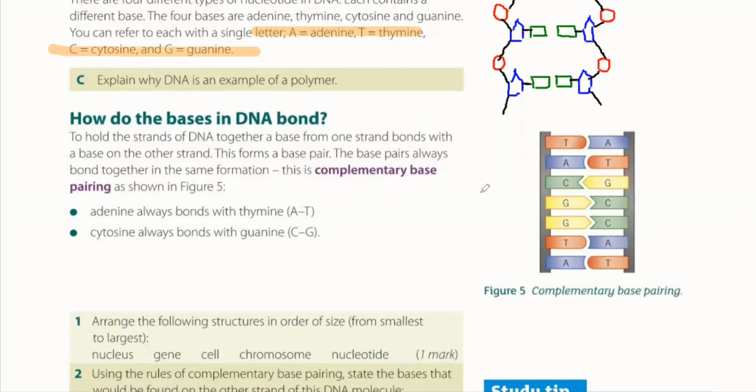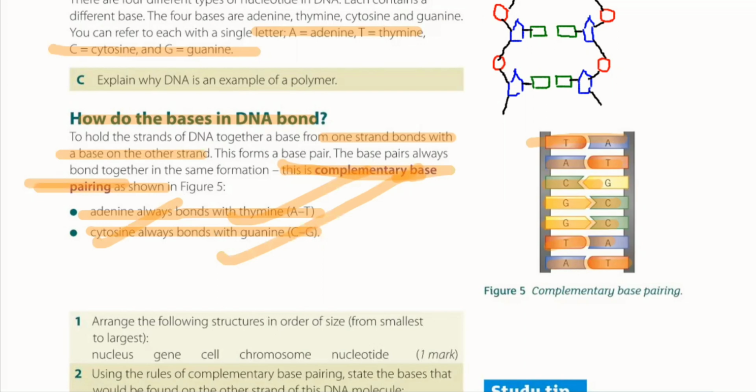Now how are these four bases connected, that is, how is the DNA bonded, we will see. DNA is bonded by the base on one strand bonding with the base on the other strand, and there is complementary base pairing. Always the adenine will bond with the thymine, and cytosine will always bond with the guanine. So here A-T, C-G, G-C, can you see? There is complementary base pairing that will always happen, where adenine will always pair with thymine and cytosine will always pair with guanine. I hope this is clear to you, students.